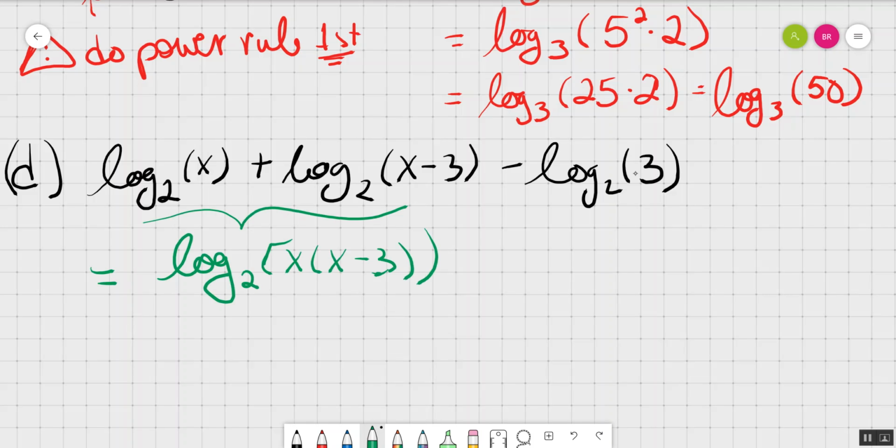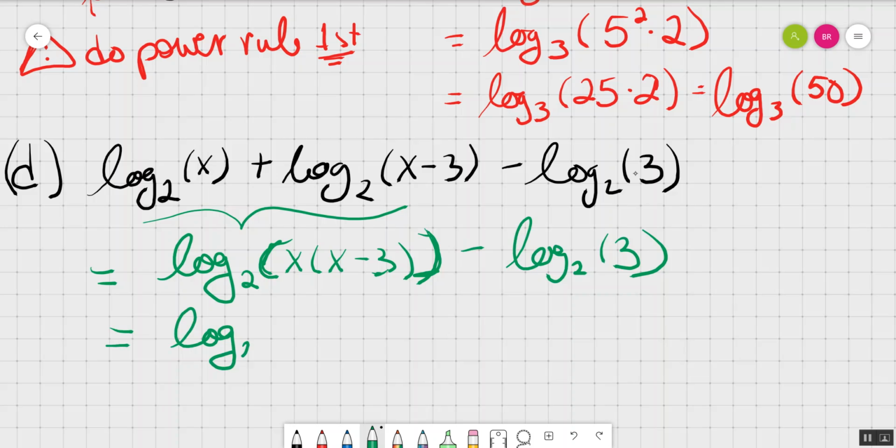Ooh, I don't like my parentheses there. Maybe I'll make this one kind of squarey looking so you can tell them apart. Minus the log base 2 of 3. And then since only this one is being subtracted, it's the only thing that goes into the denominator. So I'll have the log base 2 of x times x minus 3 divided by 3. That one's not very pretty, but that's where it is.